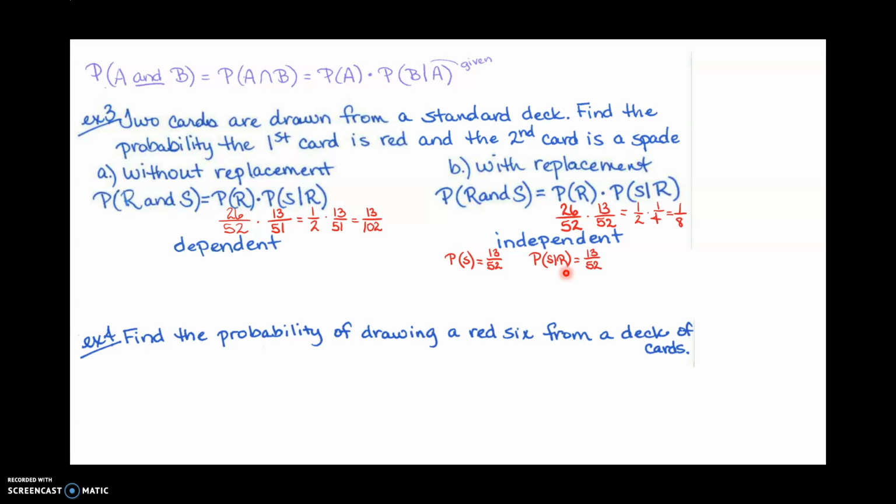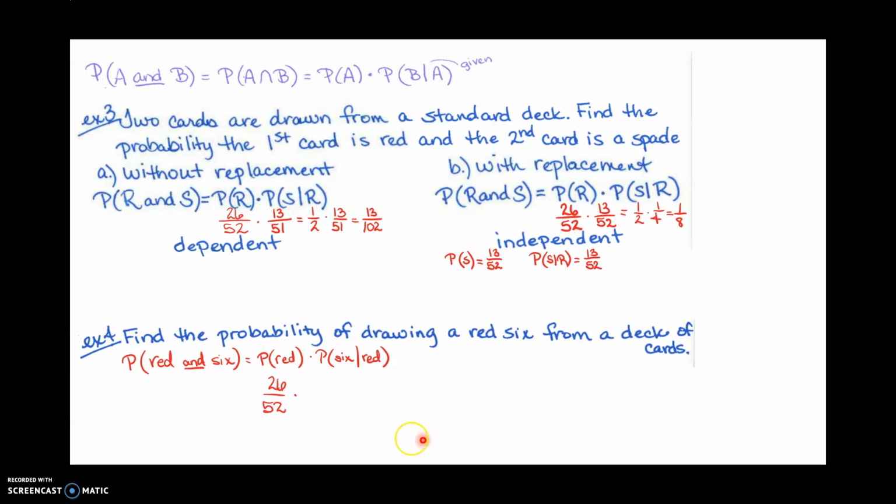It says find the probability of drawing a red 6 from a deck of cards. All right, so in my deck of cards, again, I have 52 cards to choose from, but it says that it wants me to draw a red 6. So that's the same thing as drawing a red and a 6. That's going to be the probability of a red times the probability of a 6, given that it's got to be a red. This is not two separate cards here. You can see I'm just drawing one single card here.